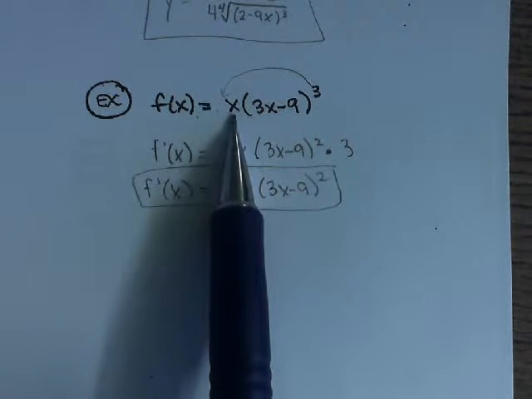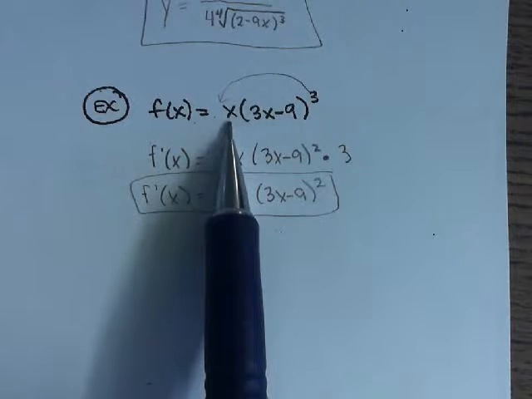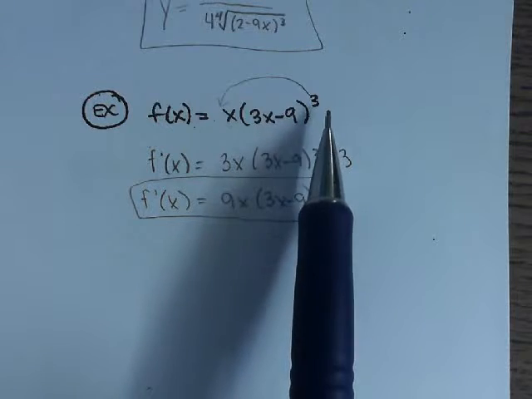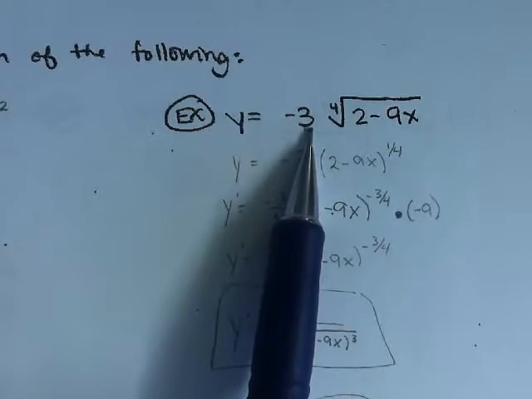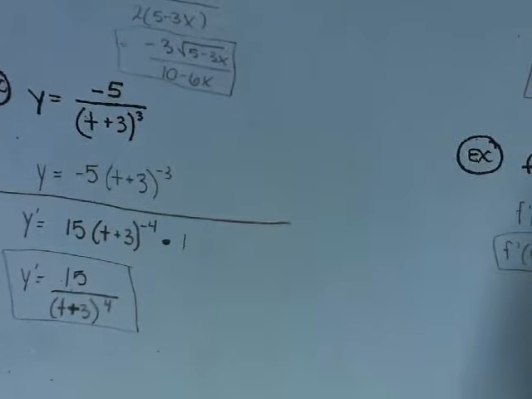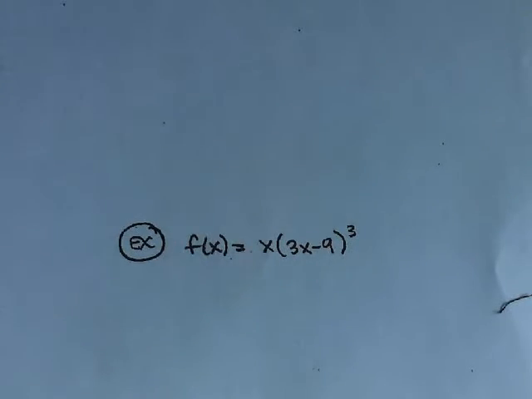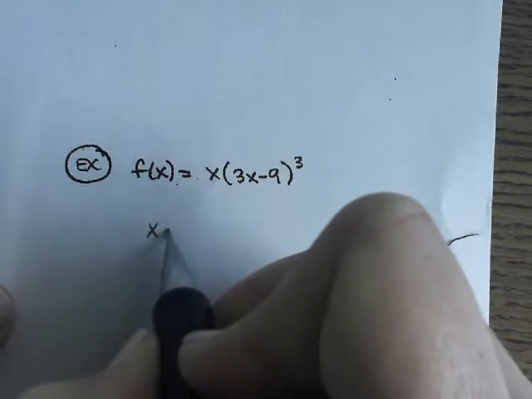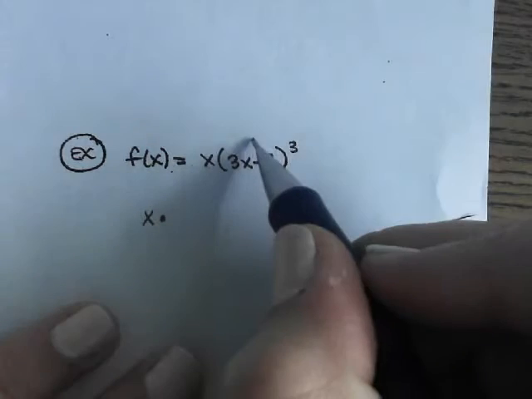Okay? This is going to require the product rule. Here's your first term, and this 3x minus 9 to the third power is your second term. So in every other case, our coefficient has either been a constant, which is fine, but when it's another variable, now the product rule is also in there. So when I start the product rule, I need to do the first times the derivative of the second.